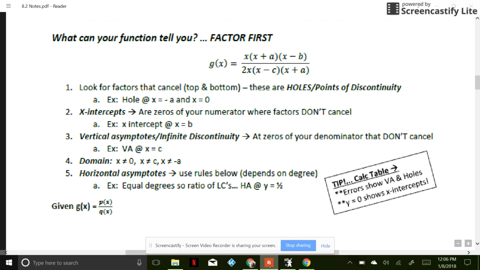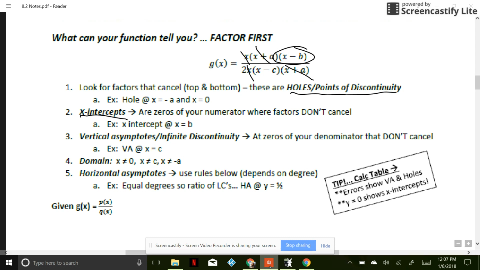First you look for factors that cancel on the top and bottom. These are the holes, or the points of discontinuity. In this case, x plus a would cancel, and the x's would cancel. So that means we'll have holes at x equals negative a and at x equals 0. What's left in your numerator, the parts that don't cancel, are going to be your x-intercepts. In this case, we've got the x minus b, which means our x-intercept will be at x equals b.